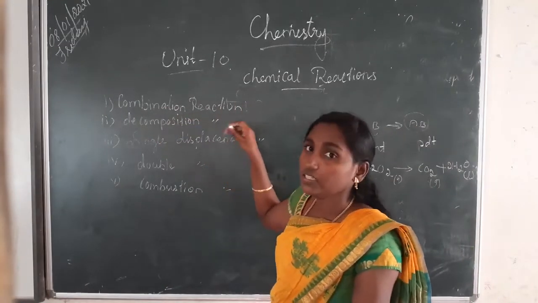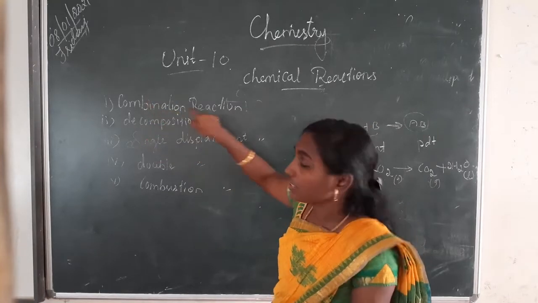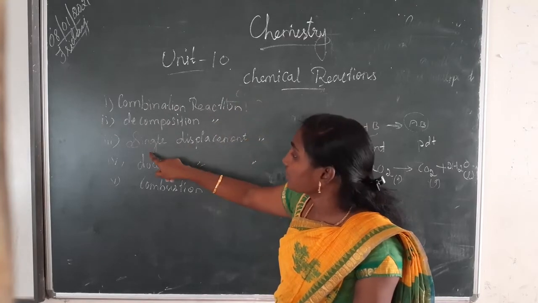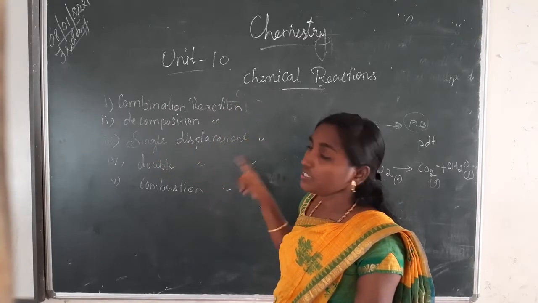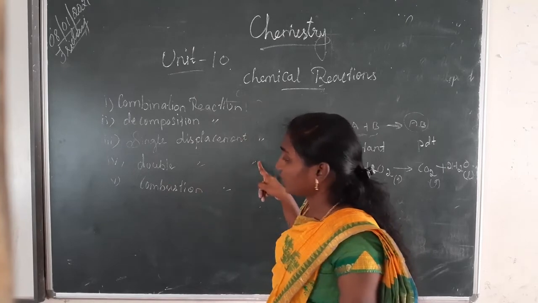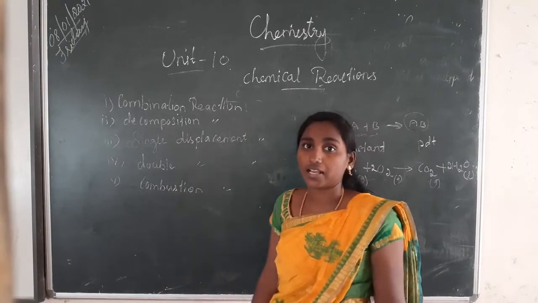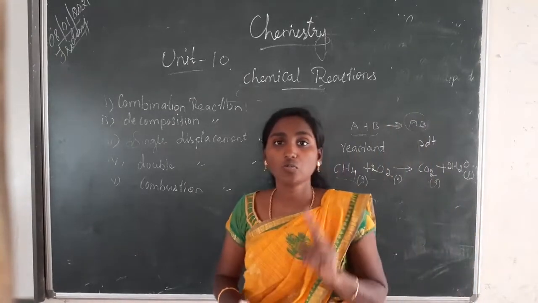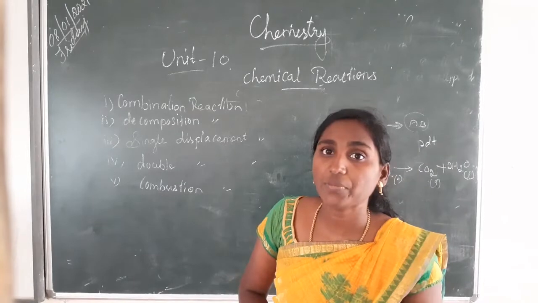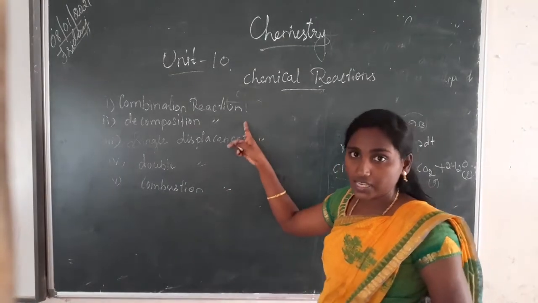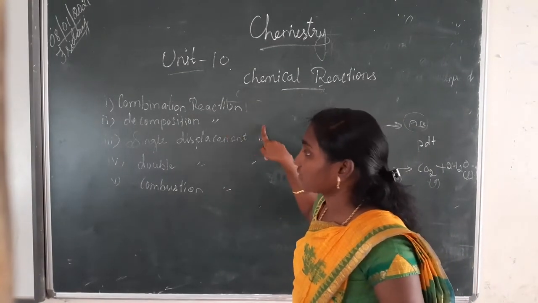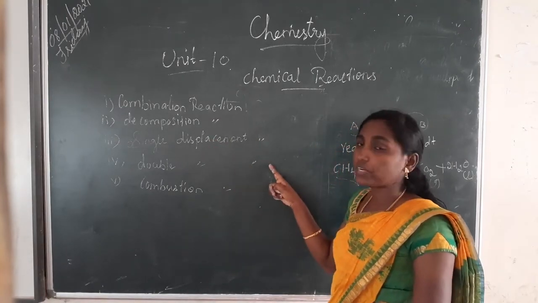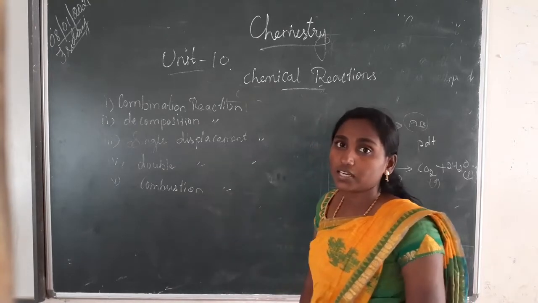So what are the chemical reactions we are going to learn here? Combination reaction, decomposition reaction, single displacement reaction, double displacement reaction, then combustion reaction. What are the types of chemical reactions? This may come as a 2-mark question. The types are combination reaction, decomposition reaction, single displacement reaction, double displacement reaction, and combustion reaction.